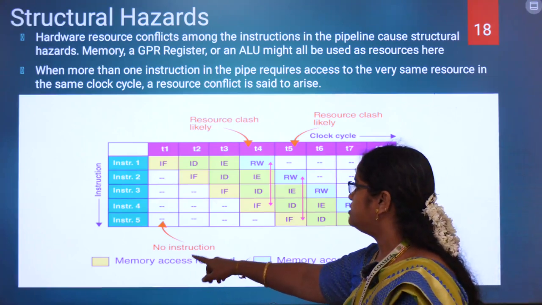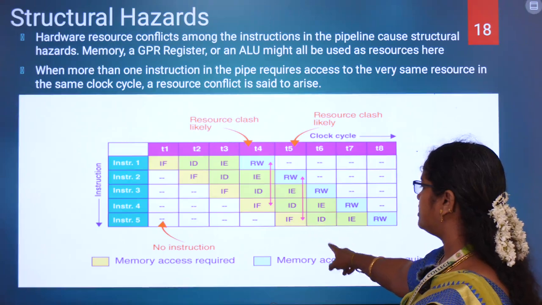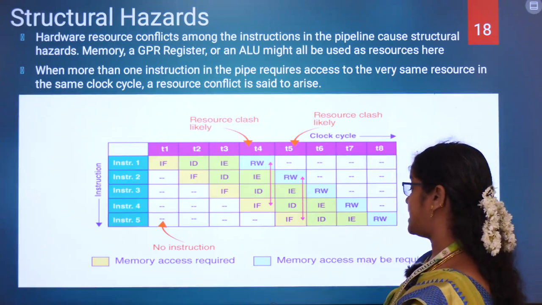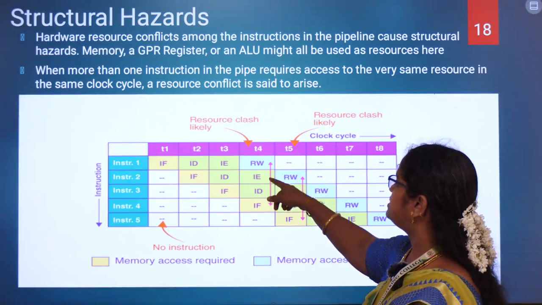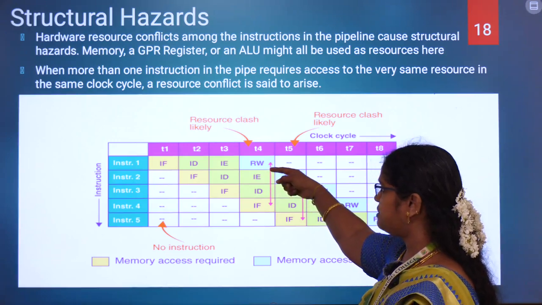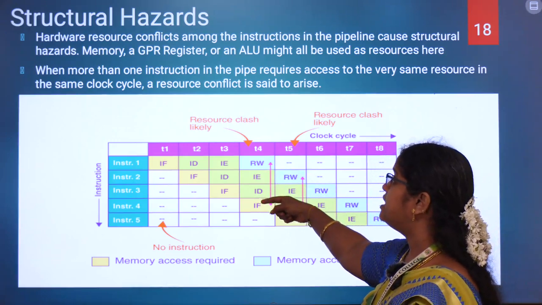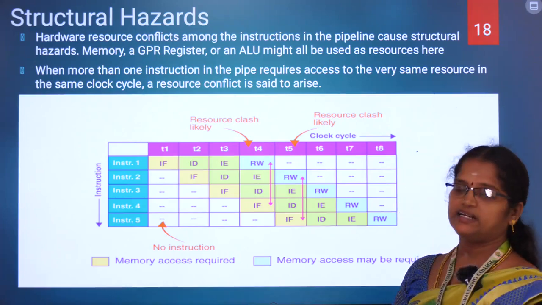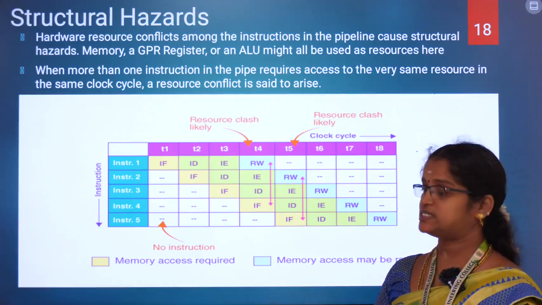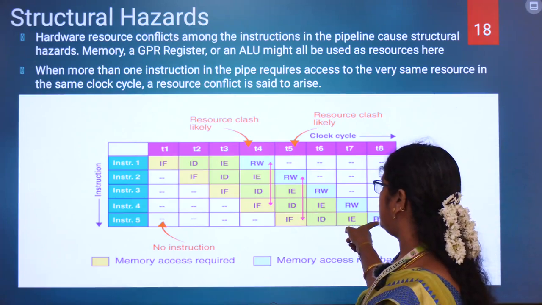So the yellow is specified for the memory access required, the blue is specified for the memory access that may be required. So for example, for the first instruction the memory access may be required, and at the same time instruction 4 also needs the memory for the fetching process. So this is called structural hazards.